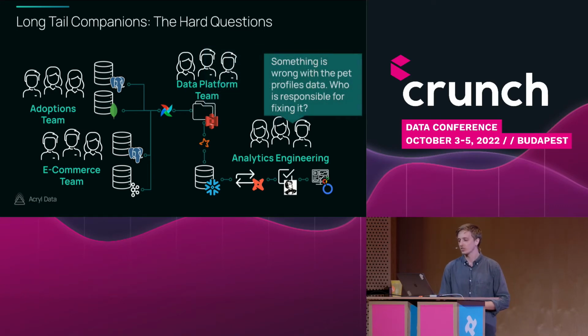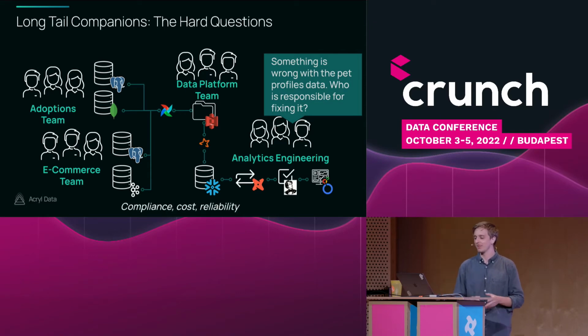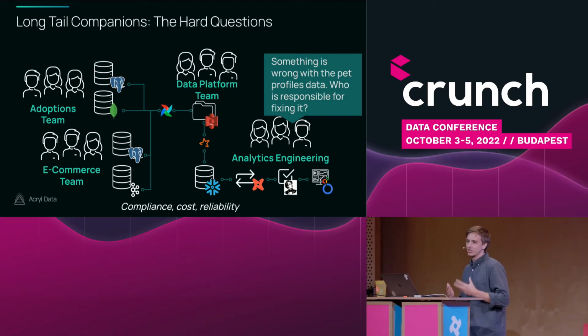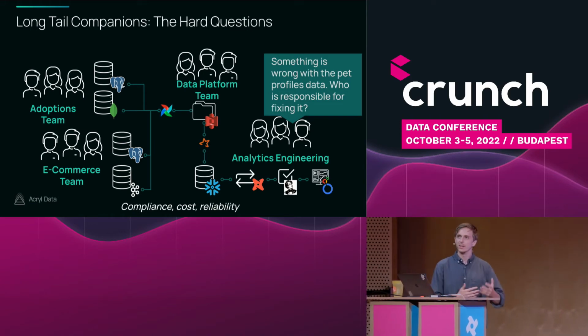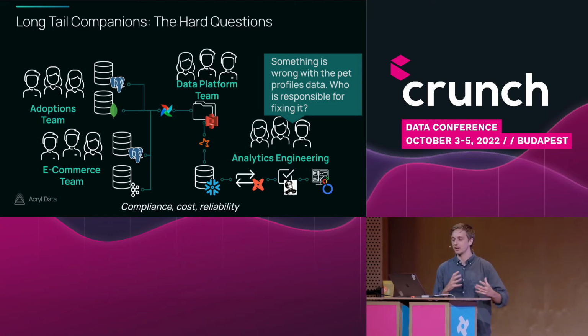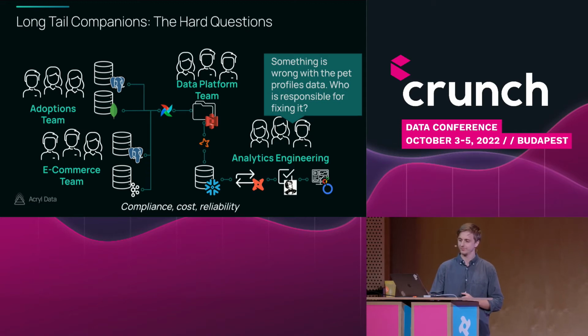And then finally, questions around accountability, right? So something is wrong with the data set. In this case, let's say the pet profiles data set. Who's responsible for fixing it? Is it the data platform team who manages Snowflake, or is it the upstream adoption team who manages the application layer? And I shouldn't have to sell you guys too hard on these problems because they're very relevant, especially in the EU, but compliance is the central concern here, along with some other interesting problems around cost and reliability, so duplication of data, along with data reliability and accountability.